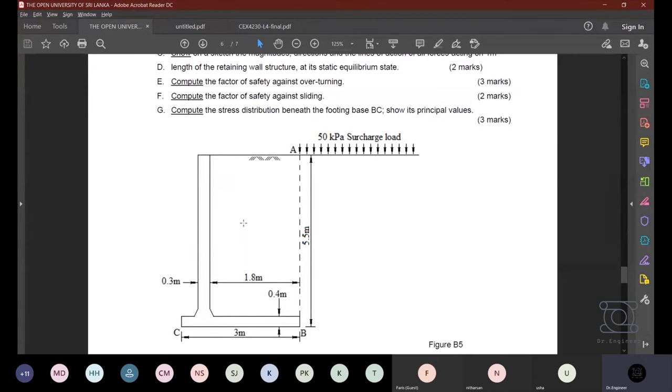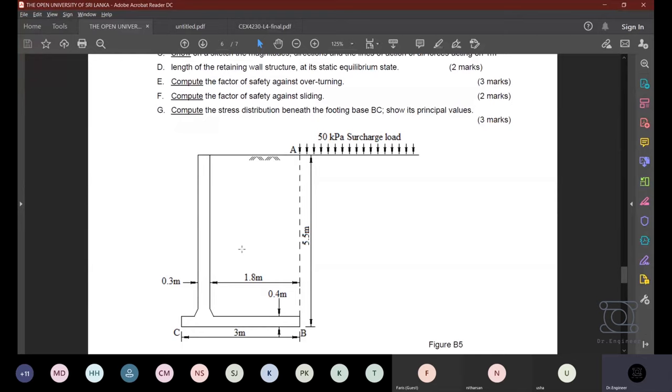And what is the unit weight of the soil? It's 17.5. So multiplying by 17.5 will give the weight of the soil, right? Simple as that. So what is the weight of the stem? Stem means this BC, base. Weight of the base is this BC part, the concrete of that BC part, right? So that is 0.4 into 3. That is the area times 1, which gives you the volume, times the unit weight of concrete, that is 24. So you will get the weight of the base.